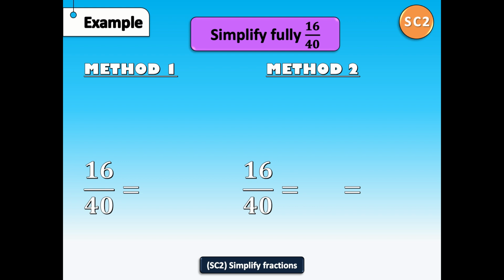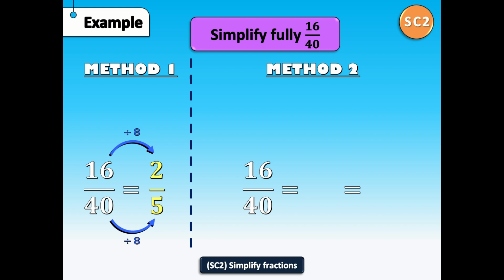If we want to simplify 16 over 40, again, we can simplify in one go. So we can think about the biggest number that will go into 16 and 40, which is 8. So divide the top and the bottom by 8. So we get 2/5.